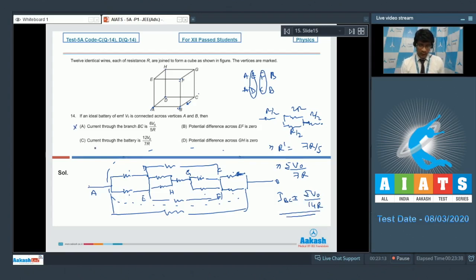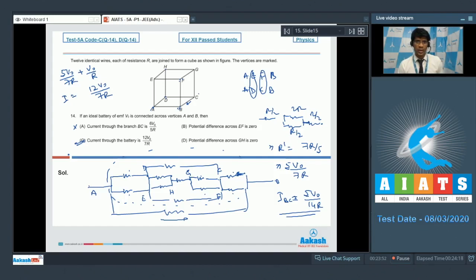Now let's find the current through the battery. Already the current through this segment is coming out to be 5 V0 by 7R, and the current through this branch AB will be V0 divided by R. So the total current will be 12 V0 divided by 7R. So option C is matching with the answer. So for question number 14, option C is the only correct answer.